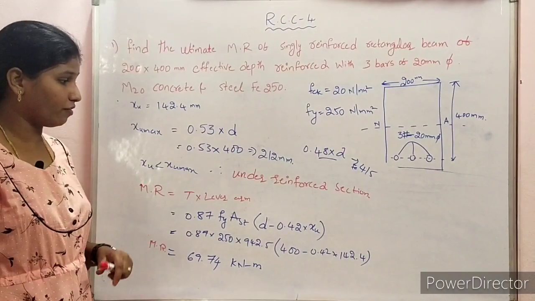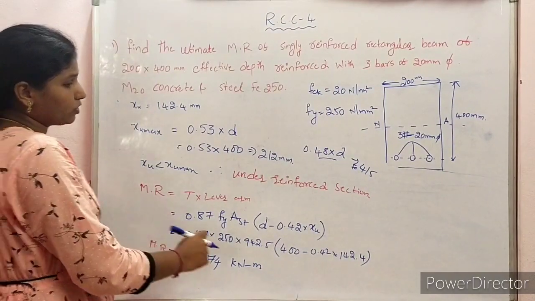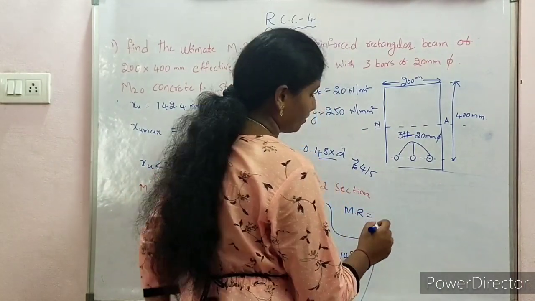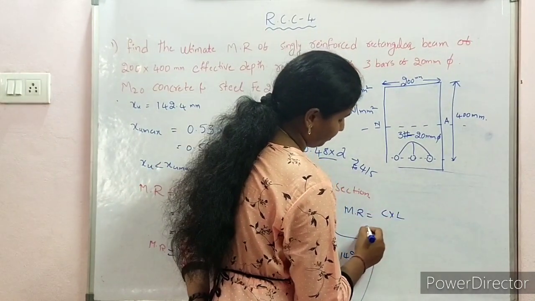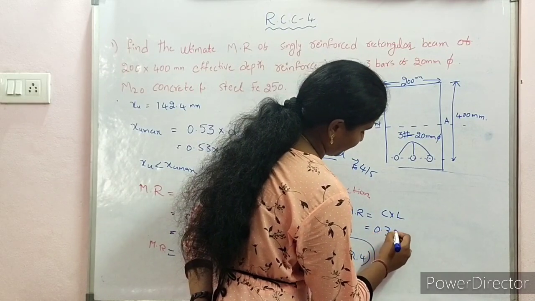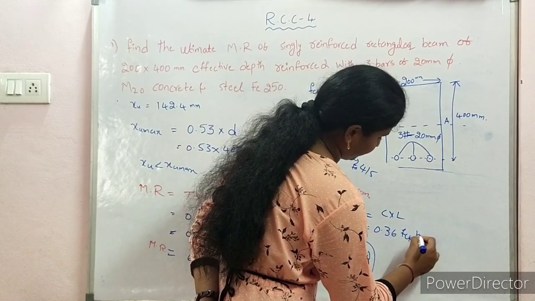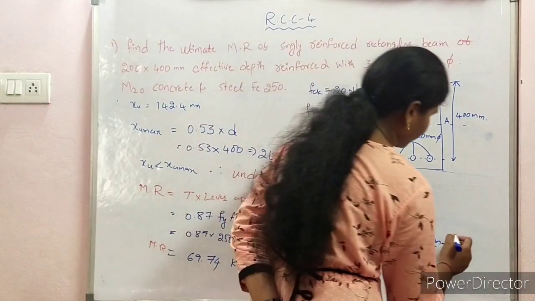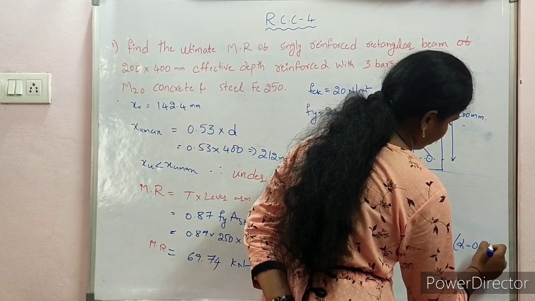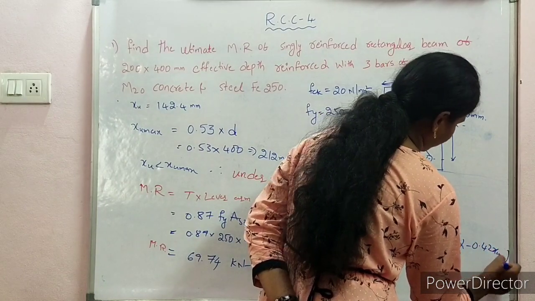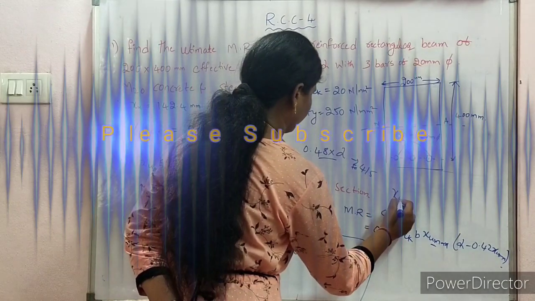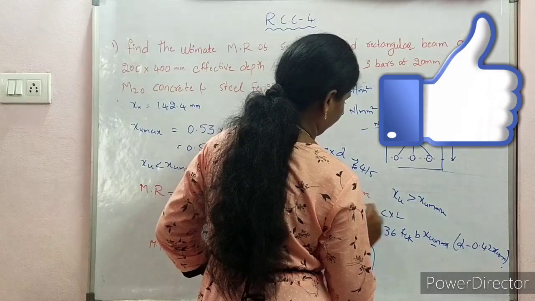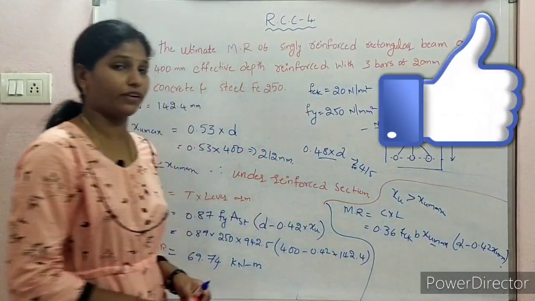In the case of an over reinforced section, the moment of resistance formula is compression force into lever arm. Compression force is 0.36 into FCK into B into, in place of XU, we have to write XU max, and lever arm is d minus 0.42 into XU max. This is for XU greater than XU max, the over reinforced section.